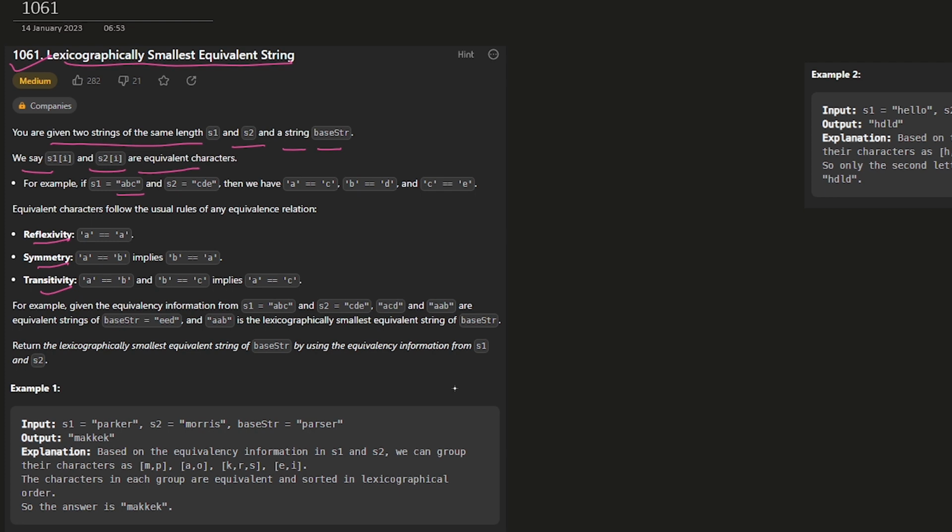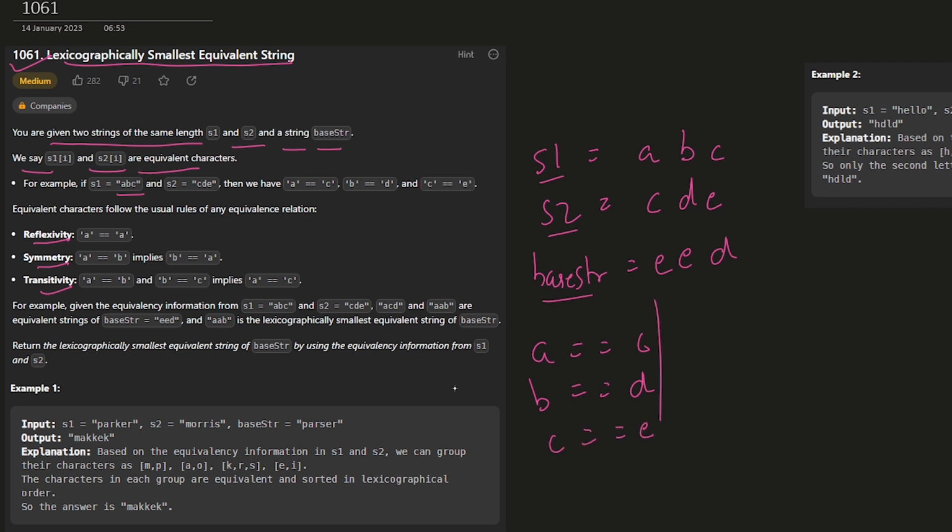Alright. Now, guys, they have given one example. In that example, S1 is ABC, so let me write A, B, and C. S2 is CDE. Now they have given a base string that is EED, so let me write E, E, and D. We have also learned that S1 and S2 are going to be the same length, and the base string can be different or maybe the same. Now we have to find the equivalence. We can say A is equivalent to C, B is equivalent to D, and C is similarly equivalent to E. We have already seen that on every index, one character is equivalent to another character. So we have these three things so far.